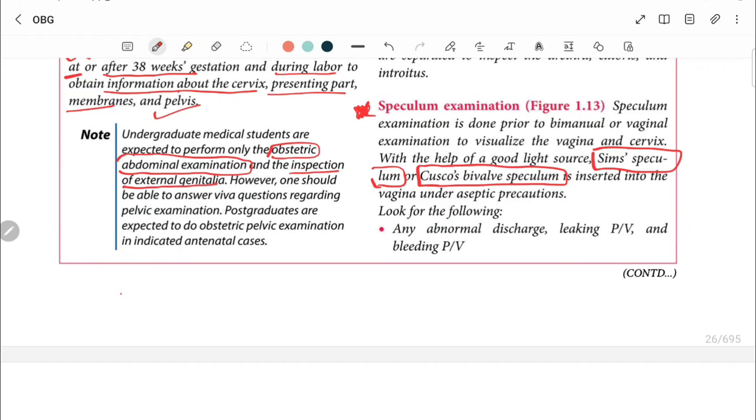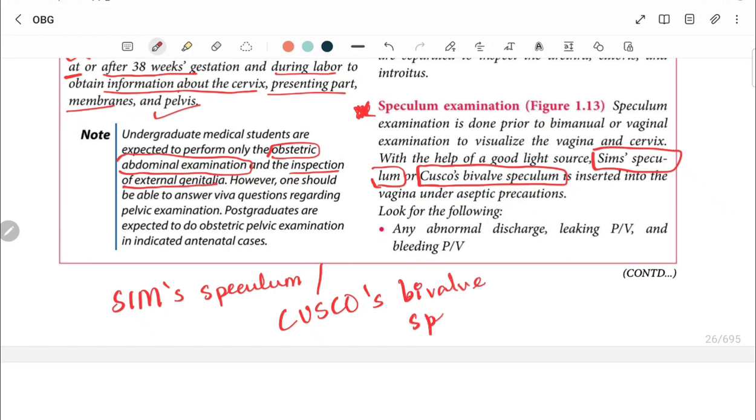Very, very important, guys. What is the speculum name? Sims speculum or Kuskow's bivalve speculum. These names are very, very important. Sims speculum or Kuskow's bivalve speculum.